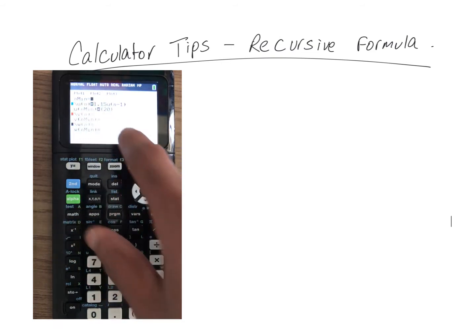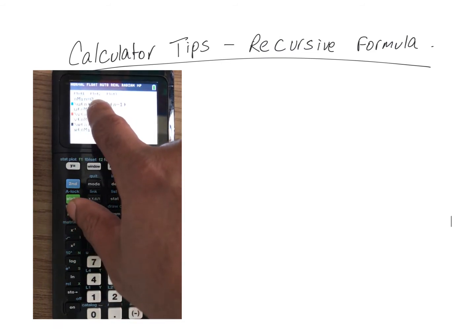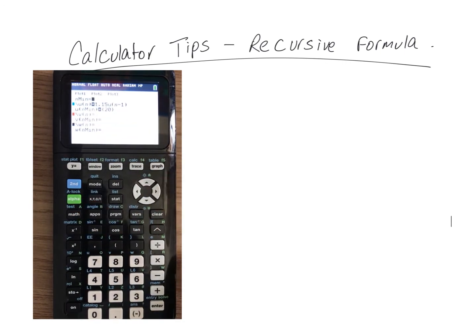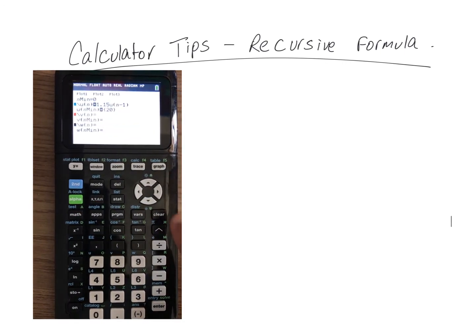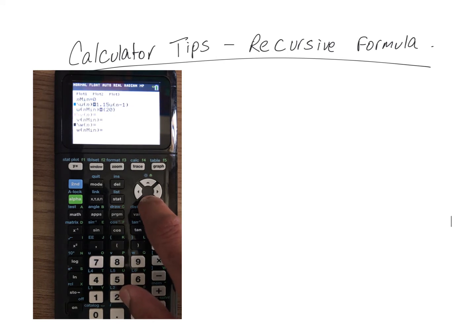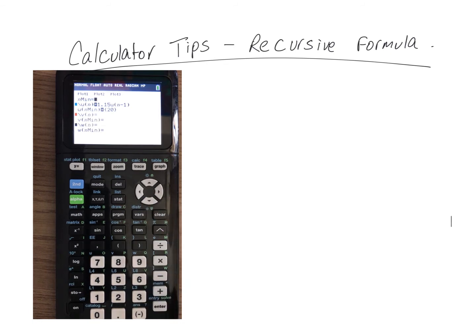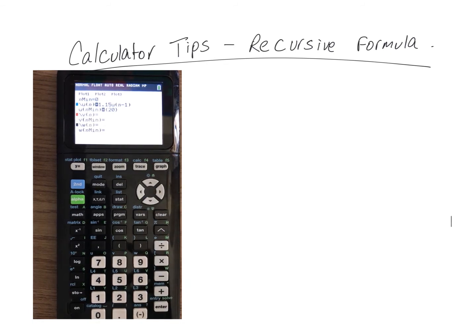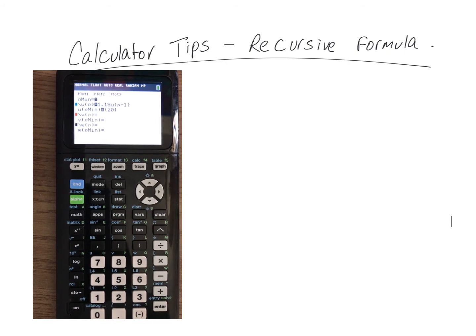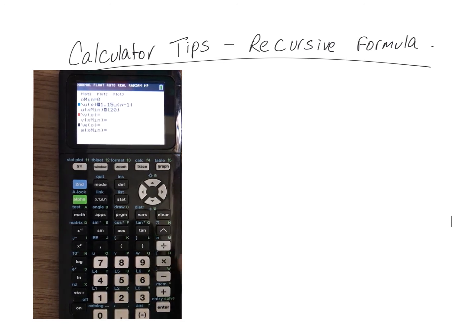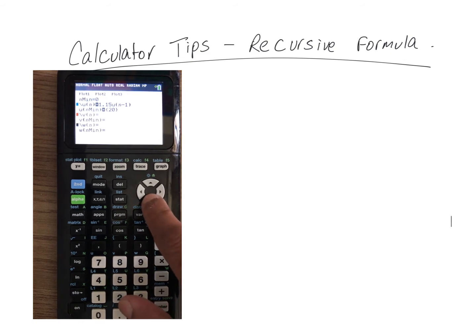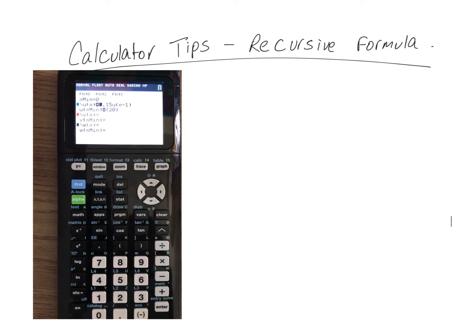So n minimum is the value 0 in this case. n minimum means what are the term names, like n is 1, n is 2, n is 3. So the minimum value in this case is 0, but it could be anything else. It could start with 1. So if it's 1, then you would put 1 and hit enter. And then the recursive formula is right here.